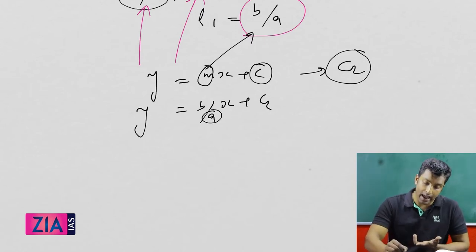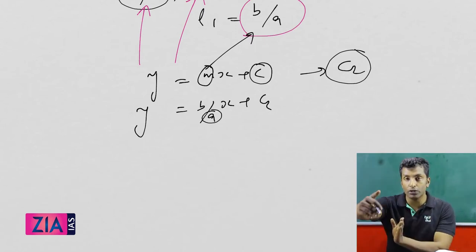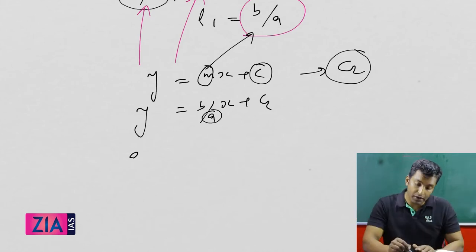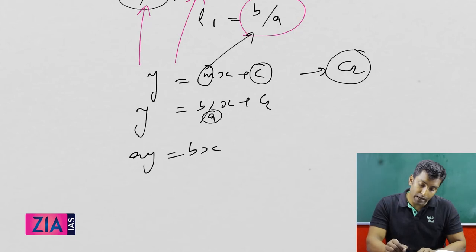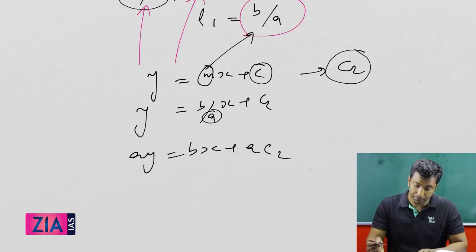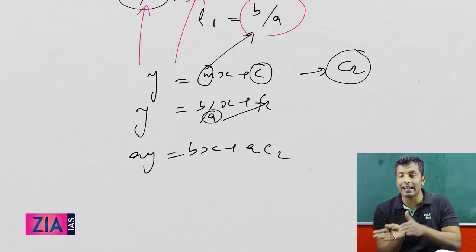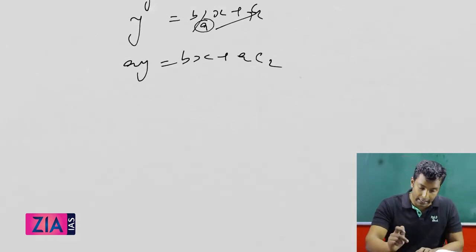Now you can take a as the LCM. So a will go to c2, then a will come to ay, this y. So it will become ay equal to bx plus ac2, right? Because this a has gone here, then a becomes the common denominator. That a we are taking to the left hand side, so you'll get an expression like this.